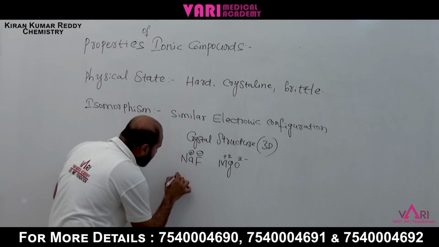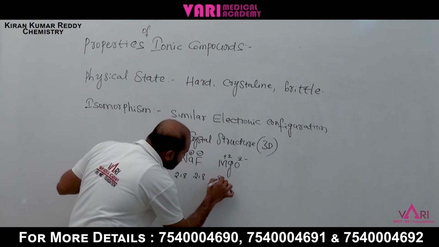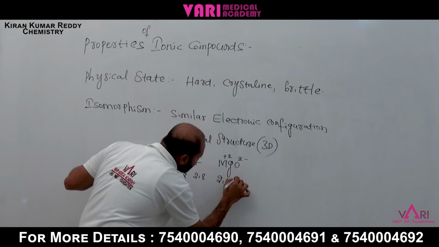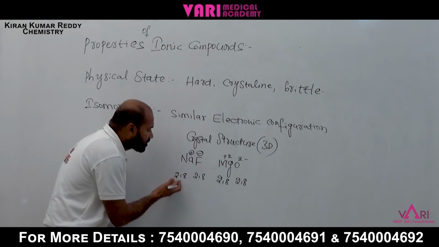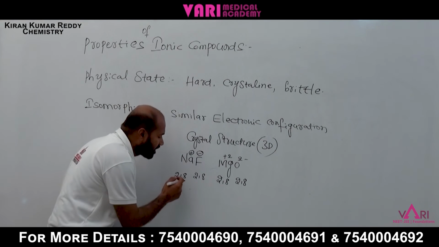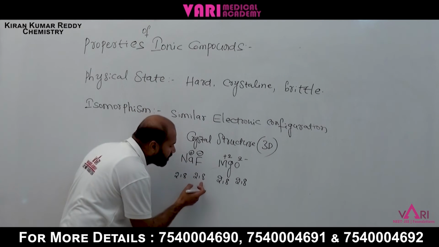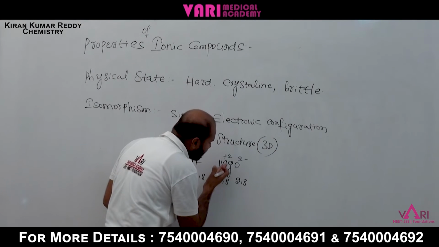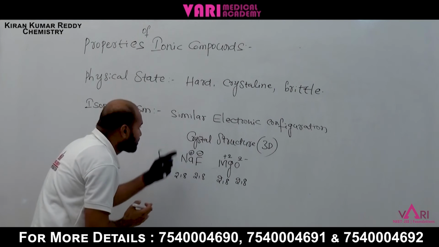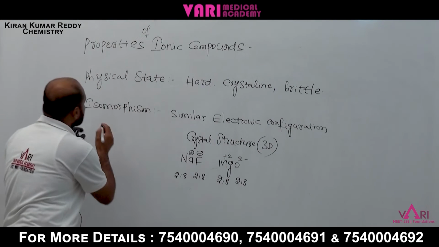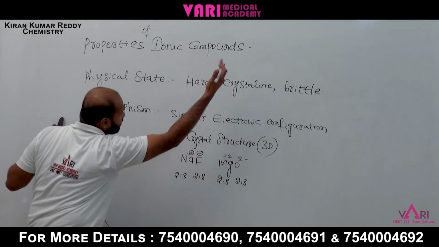Now write the electronic configuration: 2, 8. Here also 2, 8, fluorine. Magnesium is also 2, 8, and oxygen is 2, 8. Why? Because sodium is 1s2, 2s2, 2p6, 3s1. One electron is lost, and fluorine accepts that electron, giving 2, 8. Here also Mg 2 plus and O 2 minus. This similar electronic configuration and same crystal structure show isomorphism. Next to physical state, they are hard, crystalline, brittle in nature.